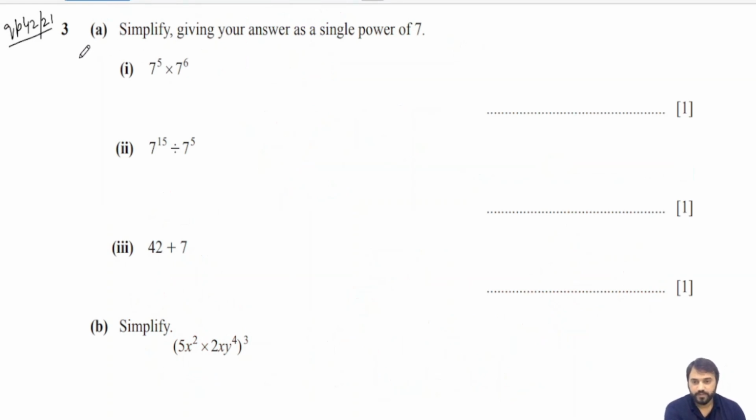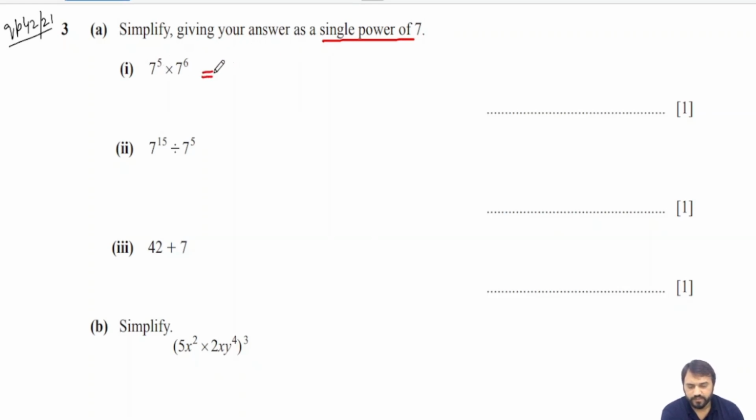Our last question for this video is question number 3 that appeared in paper 4, variant 2 in 2021. Simplify, giving your answer as a single power of 7. Okay, we have to convert it into a single power of 7.